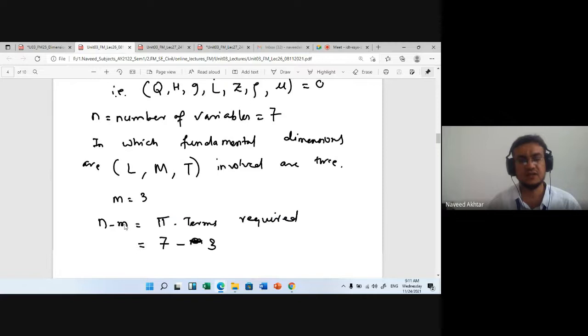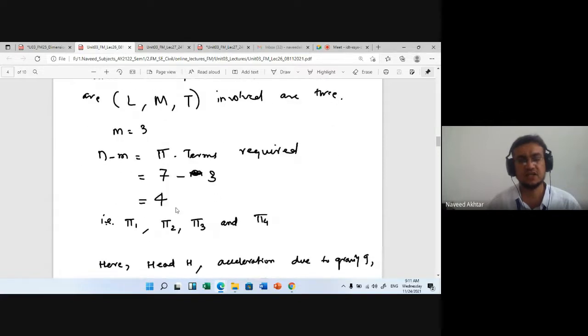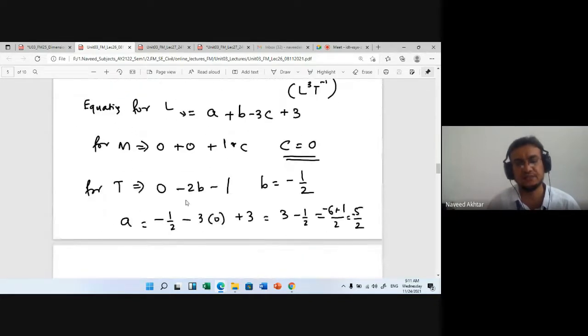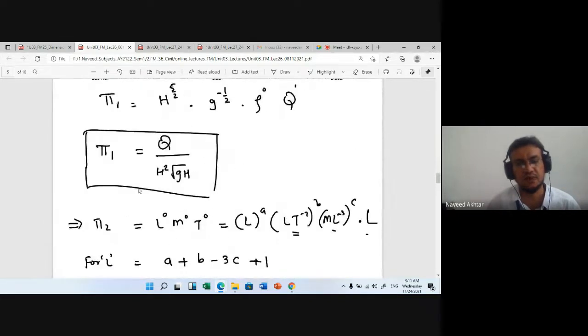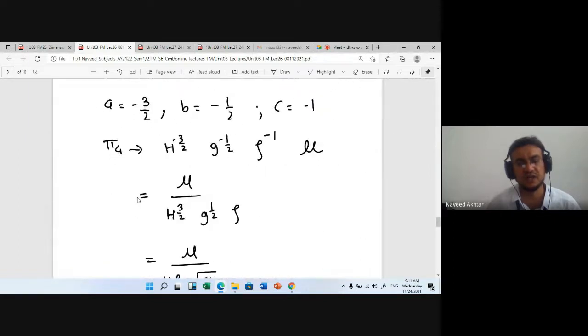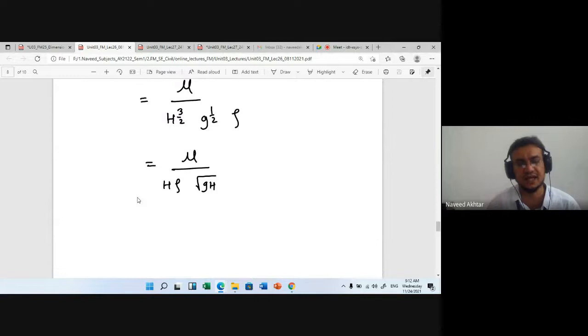Okay. So the number of variables n is 7. We have basic variables 3. So 7 minus 3, we require 4. That is the Buckingham's pi theorem, and we have solved one example also using that theorem in phi 1, phi 2, phi 3, phi 4. These terms we find out by the dimensional analysis.